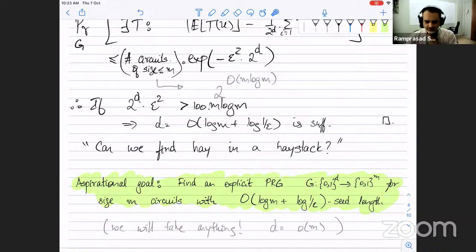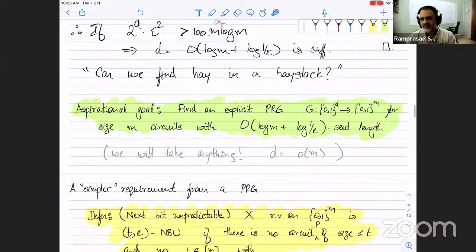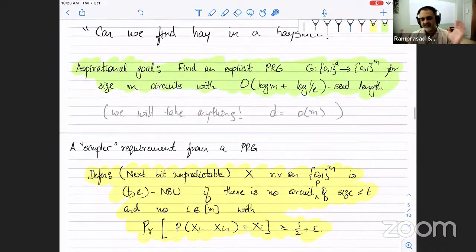Okay, so what we are going to do next is to get a sense of how you end up trying to construct these PRGs. This is what we are going to be spending the next few lectures on. But let's start today and see how far we get. Let's ask for a slightly simpler requirement. A pseudorandom generator was a way of saying that I want all my m bits to look uniform.